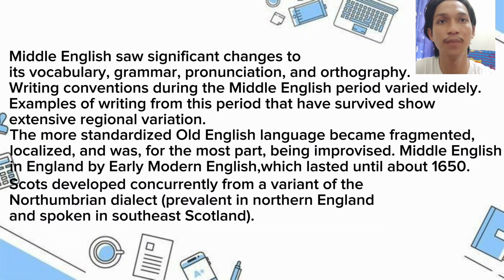Writing conventions during the Middle English period varied widely. Examples of writing from this period that have survived show extensive regional variation. The more standardized Old English language became fragmented, localized, and was for the most part being improvised. Middle English was succeeded in England by early modern English, which lasted until about 1650. Scots developed consequently from a variant of the Northumbrian dialect.